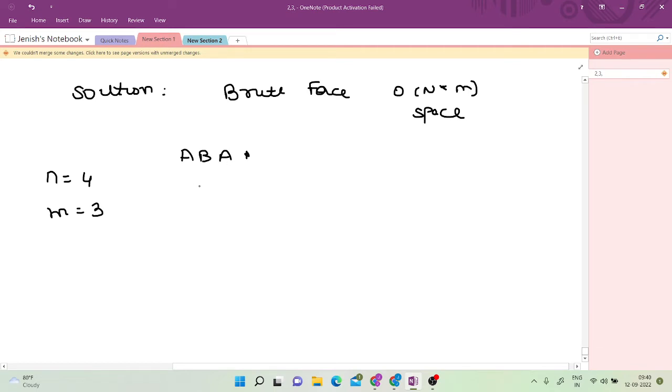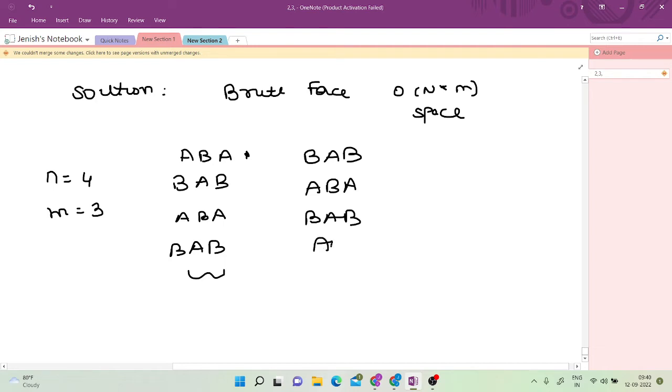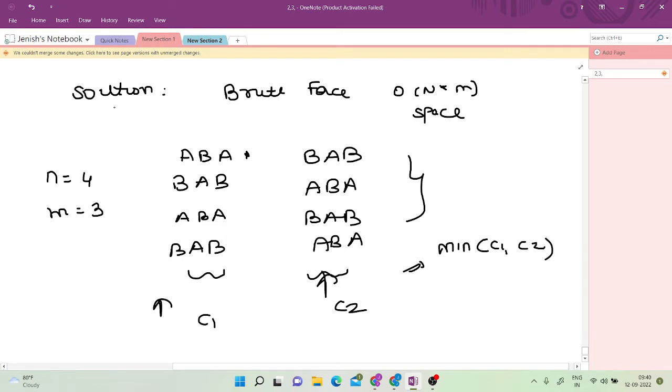ABA, we are given rows as 4 and columns as 3. BAB, again ABA and BAB. So this is the first matrix which I could form, and this is the second matrix which I could form: BAB, ABA, BAB and again ABA. These two matrices I could form, and then I would find the number of unmatching characters for each, and independently maintain one count variable C1 and count variable C2, and finally I would return the minimum of count. What is count? Count is the number of unmatching characters when we compare with our input matrix, right?